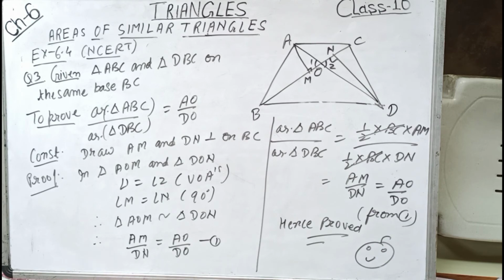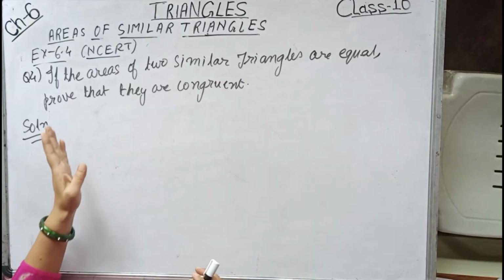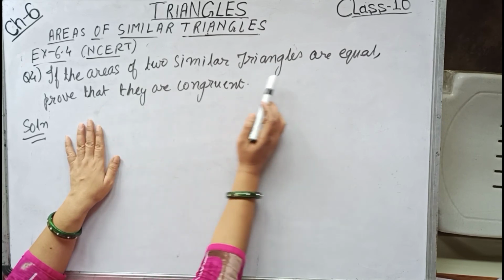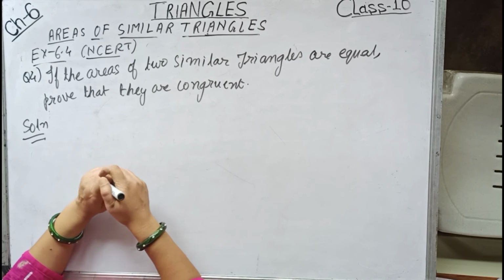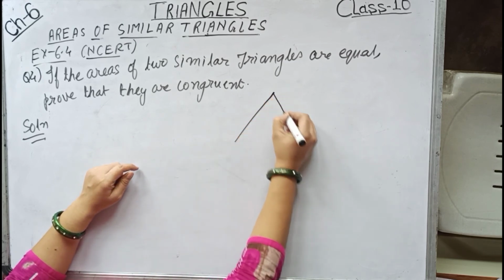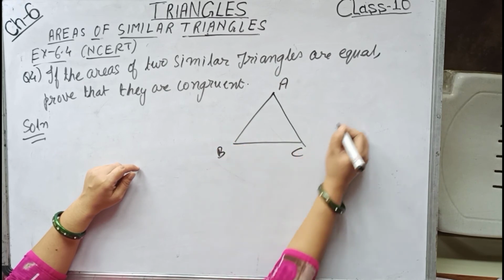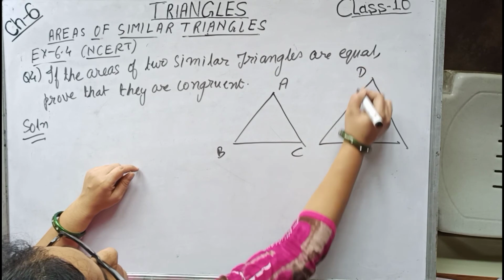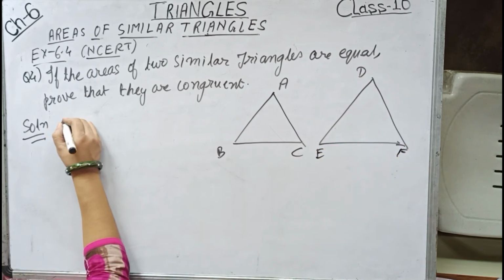Question number 4 is another easy question. It is said that if the areas of two similar triangles are equal, prove that they are congruent. So suppose two triangles are there. Let us suppose triangle ABC and triangle DEF.